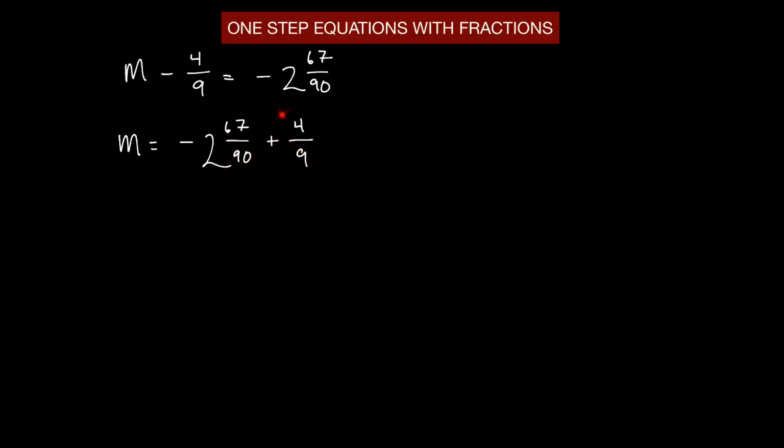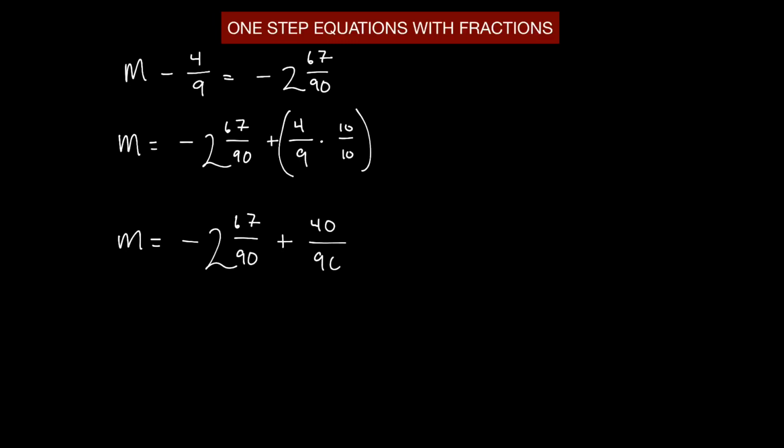So we could change the way the second fraction looks to get this denominator the same. So multiplying this second fraction by 10 over 10, we're not changing anything. Okay, 10 over 10 equals 1, so anything times 1 remains itself. So we're just simply changing the way this looks. So we got m equals negative 2 67/90 plus 40/90.